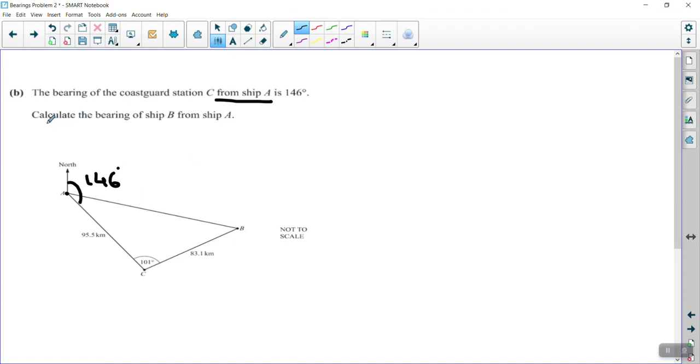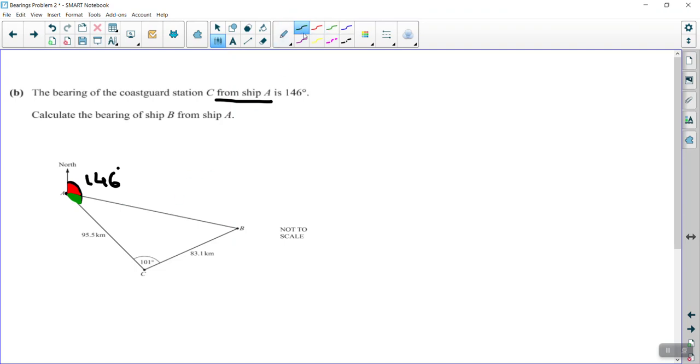And now what do they want? Calculate the bearing of ship B from ship A. That is again this point, but now it is only up till here. So they just want us to find the bearing here, this part. In short, if we can find this tiny portion in the triangle ABC, and we subtract it from 146, we would solve our problem. So how do we solve this problem? Now we want to find this angle. What information do we have?